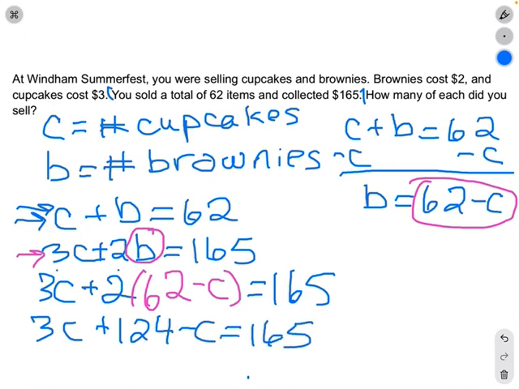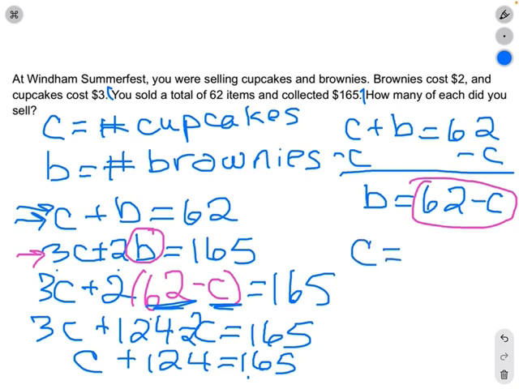Uh-oh, I don't think this is going to come out even. It should, though. Oh, this should be minus 2C. Sorry about that, right? So I have to multiply the 62 by 2 and the C by 2. That makes more sense. So that's going to give me C plus 124 equals 165. I'm going to subtract 124 on both sides, so C is going to be equal to 41.